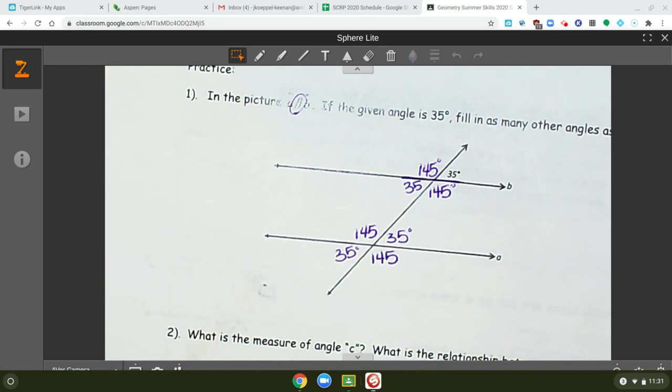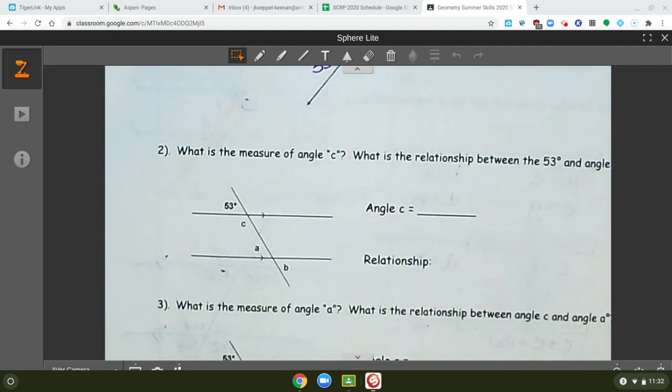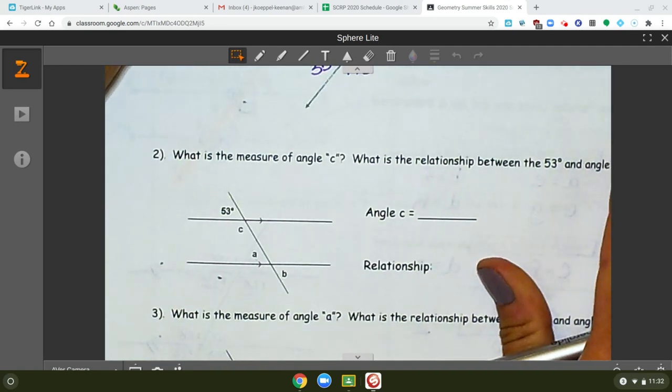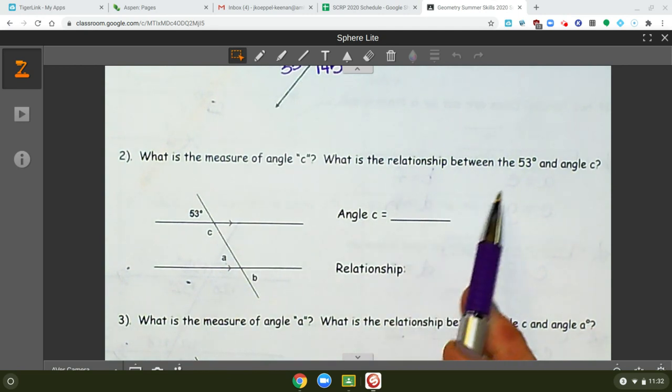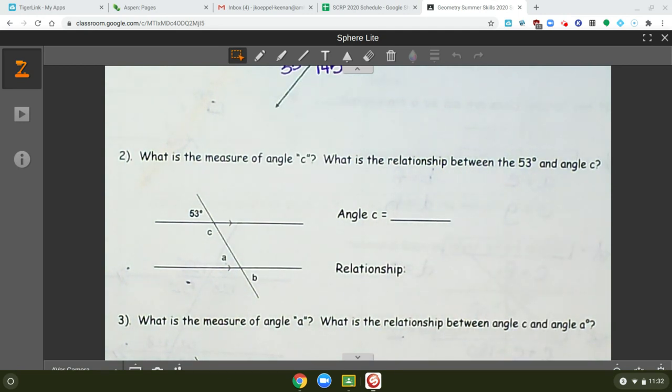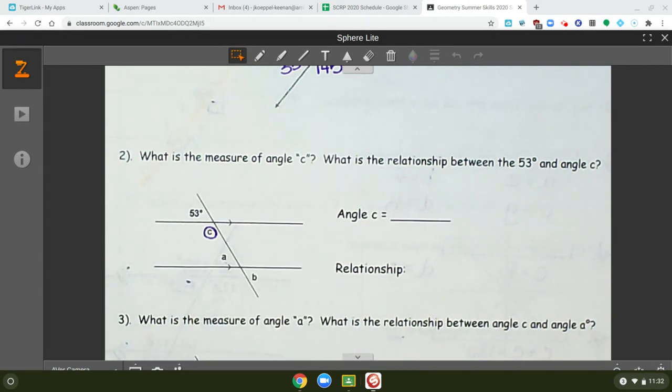All right, so now let's practice finding missing angles and also naming what the relationship is. Okay, so example number two. It says, what is the measure of angle C? And then what is its relationship to the 53 degree angle? So let's look at the picture. We want to find angle C, which is right here. Okay, so the only other angle we have in the picture is that 53 degree angle. So what's the relationship with angle C and that 53 degree angle?